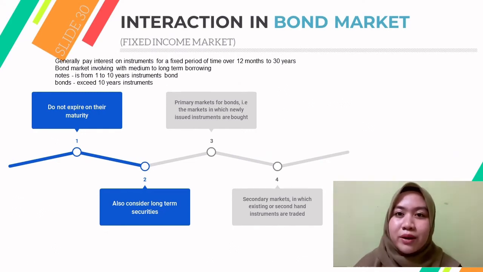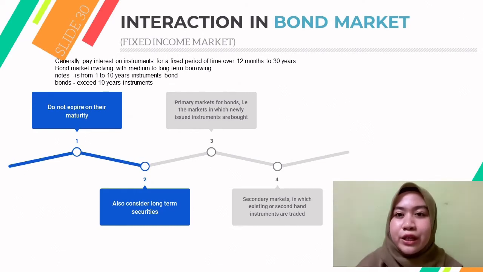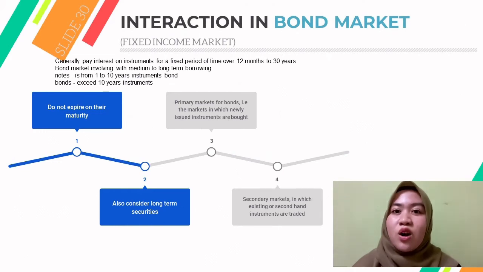So in the bond market, the bonds do not expire on their maturity, and it is also considered a long-term securities. There are primary markets for bonds, for example, the markets in which there are newly issued instruments are bought, and as for secondary markets, in which existing or second-hand instruments that are traded in the market.